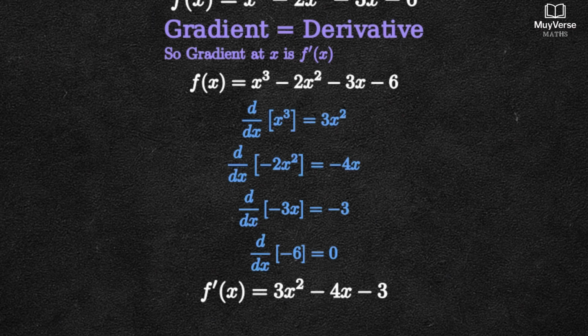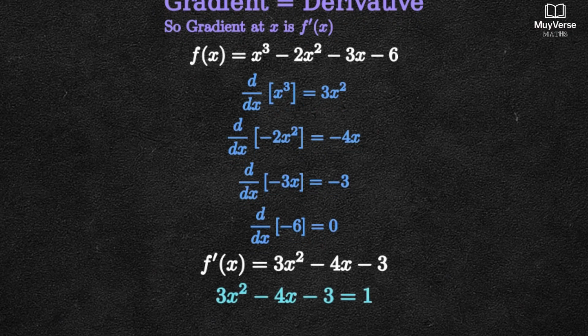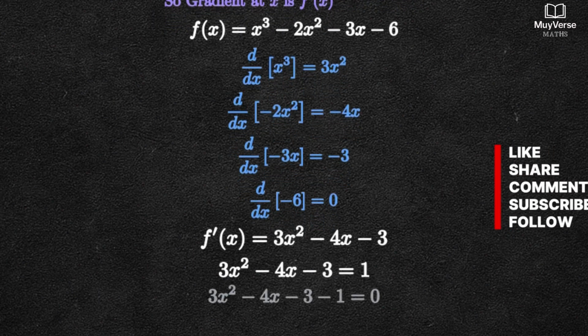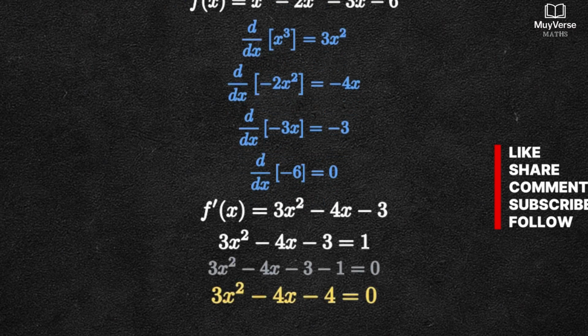Step 3. Set the gradient equal to 1. 3x squared minus 4x minus 3 equals 1. Move everything to one side first. Subtract 1 from both sides to make 0 on the right. We get 3x squared minus 4x minus 4 equals 0. Always make it equal to 0 before factoring or using the quadratic formula.